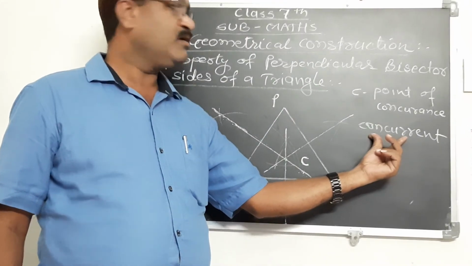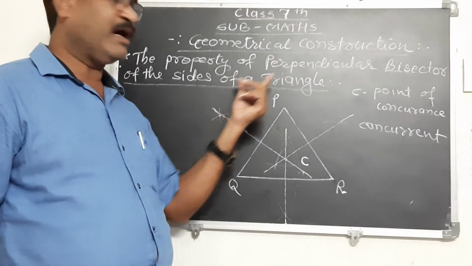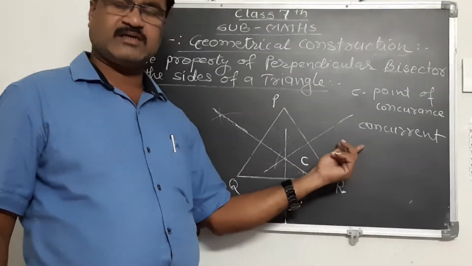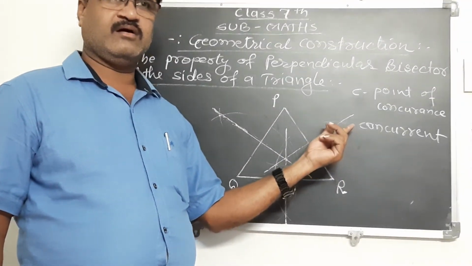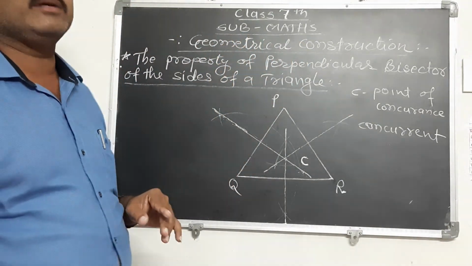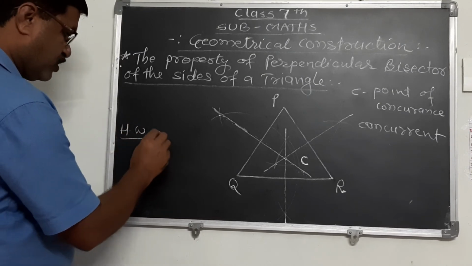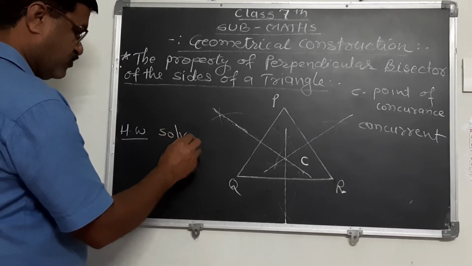So this is the last construction in this topic. We have already seen four constructions, and on the basis of this, your homework is to solve practice set 1.